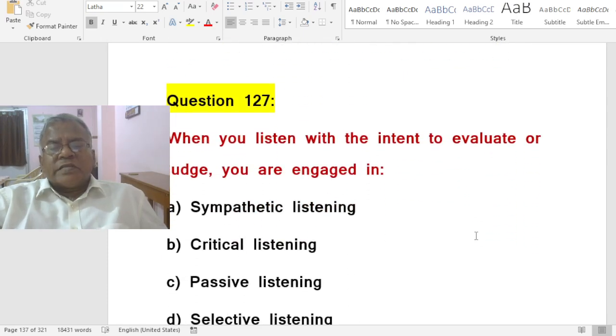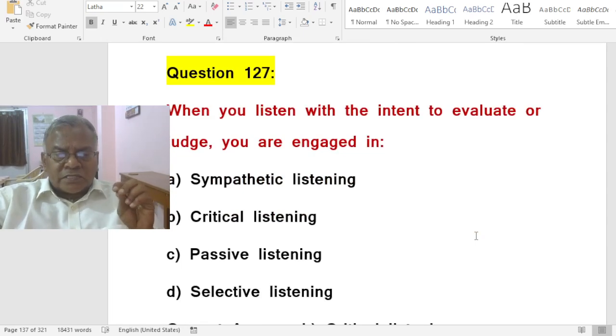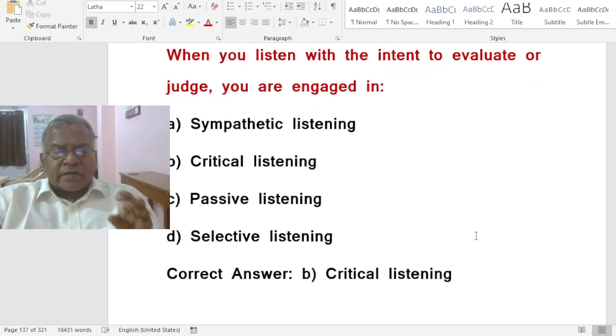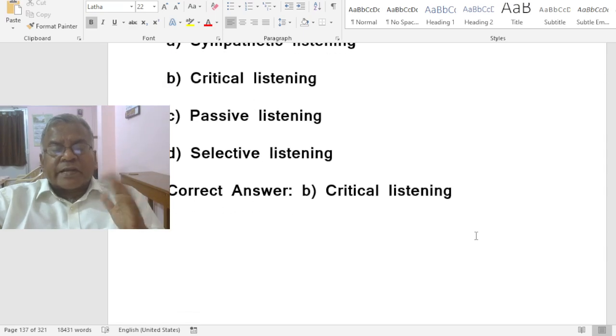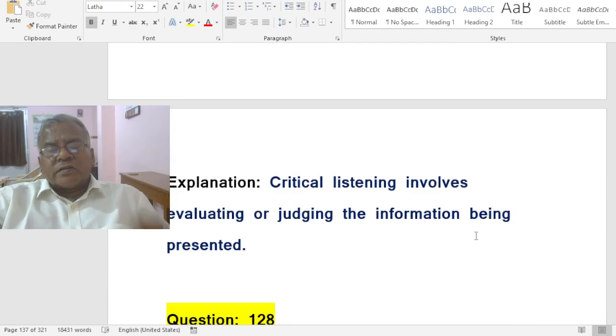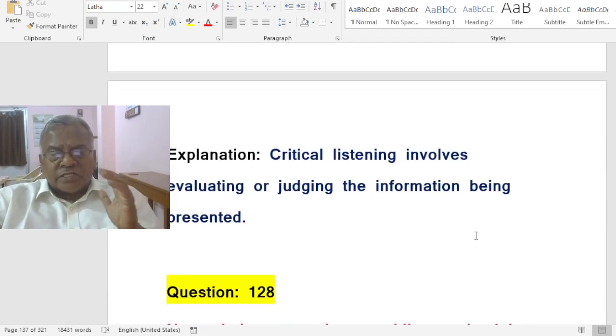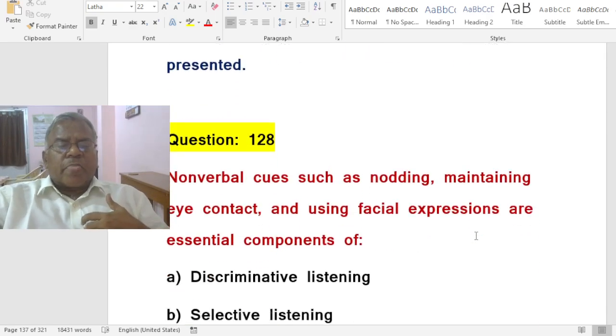When you listen with the intent to evaluate or judge, you are engaged in which type of listening? A. Sympathetic listening. B. Critical listening. C. Passive listening. D. Selective listening. That is critical listening. So critical listening involves evaluating or judging the information being presented.